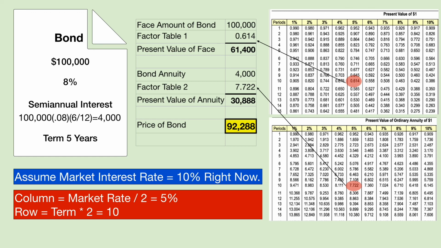We have a 5-year term times 2 payments per year. That equals 10 total payments. So row 10.